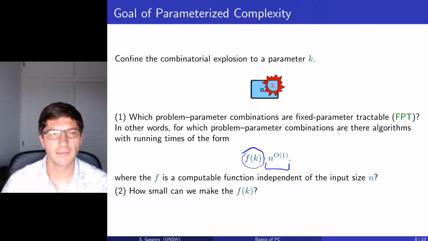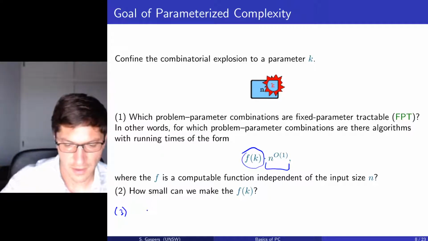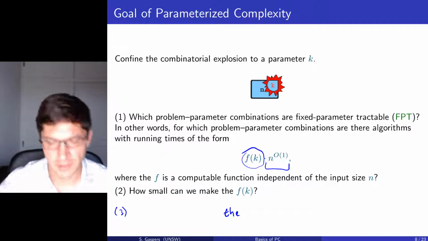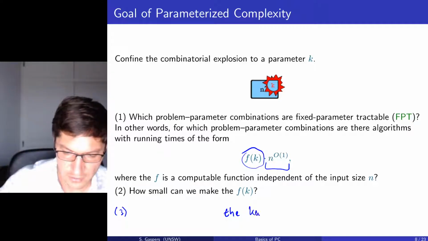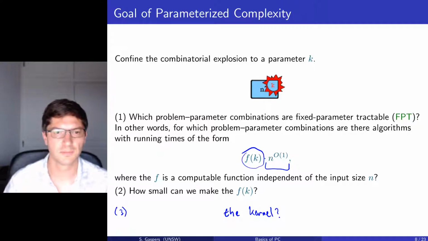And then once we have such an algorithm, the second question is, how small can we make the f of k? We could add a third objective here, that is, how small can we make the kernel. We know that every problem that has an FPT algorithm also has a kernel. So we could also ask how effective can we make the preprocessing.